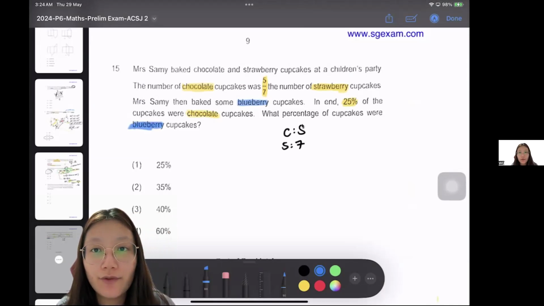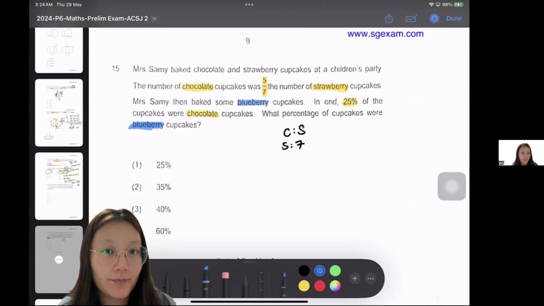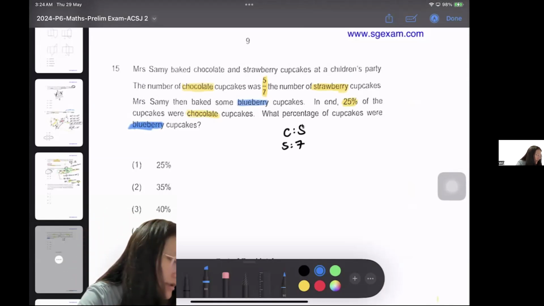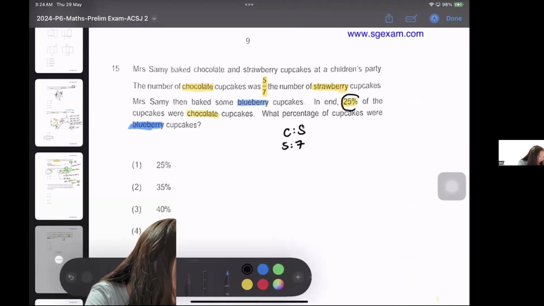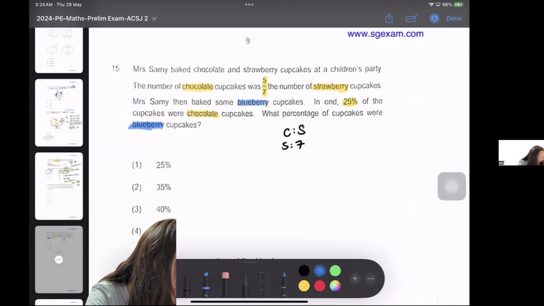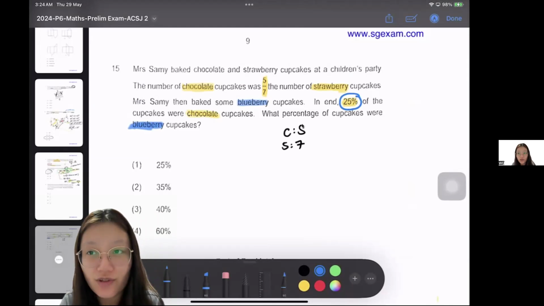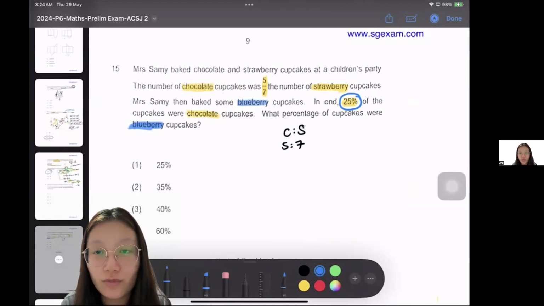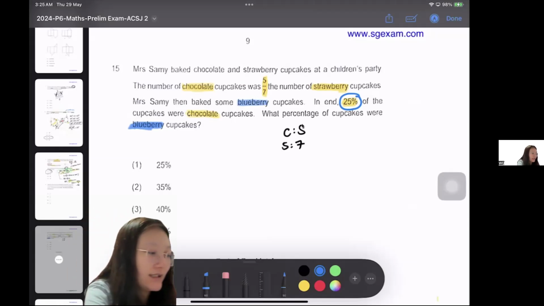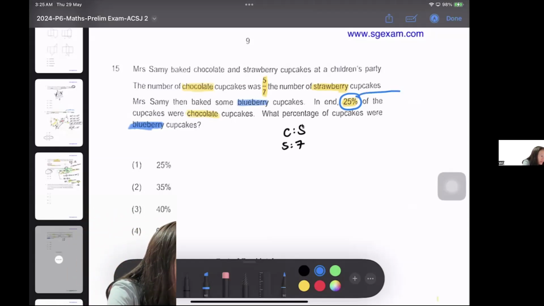So do you realize they only give you the chocolate and the strawberry? But then they did tell you that 25%. Let me use a different color. Okay, they did tell you that 25% are chocolate and it's 25% of the total. So actually that is the clue. This 25% of the total that is chocolate is the clue you need to find the blueberry, even though they never give you any information about the blueberry. Okay, so this is your clue.